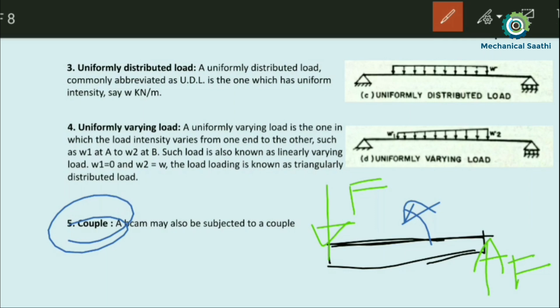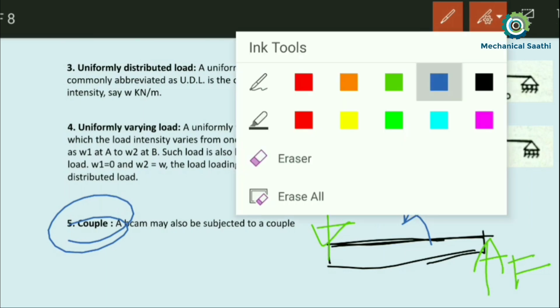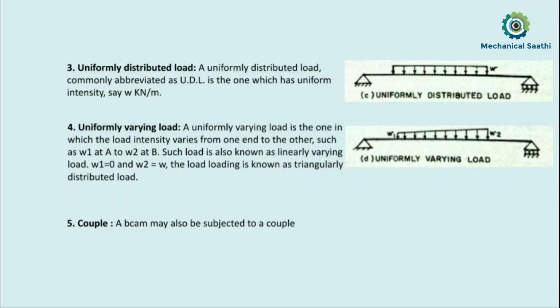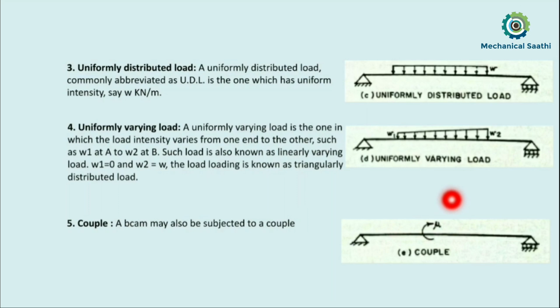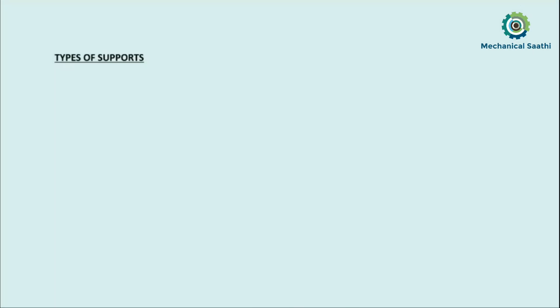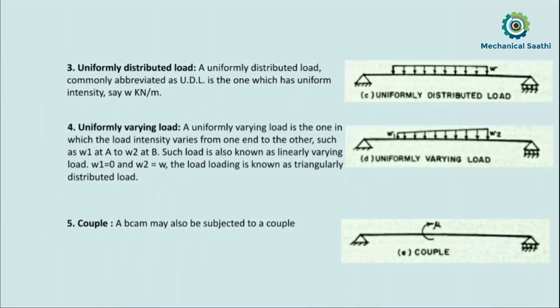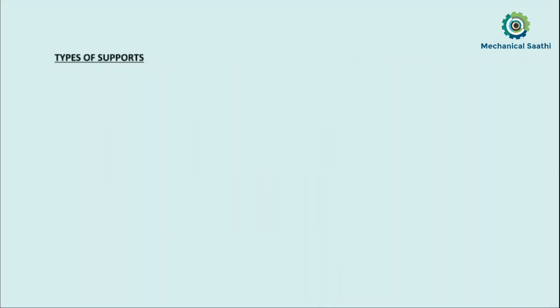Let us see the diagram. Let me erase all these things. Here we can see a couple can also act on any structural member, and here we are considering beams, so a clockwise couple is acting on this. With this understanding, let us move forward and see how many types of supports there are, after discussing the different types of loads.